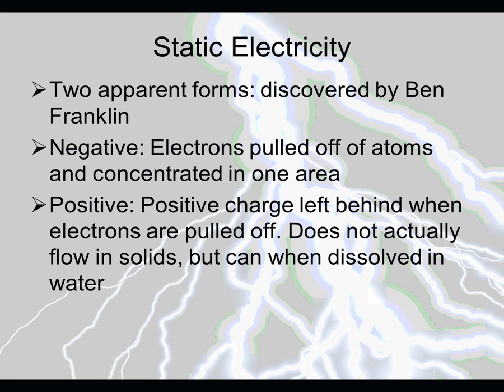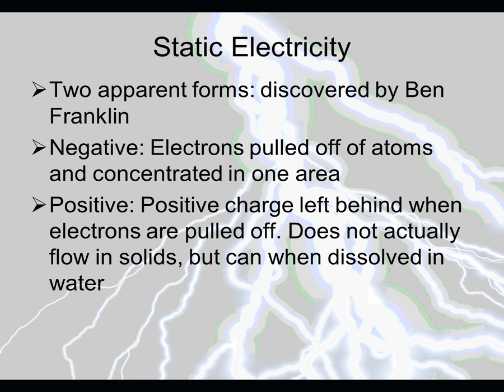Now, if we have a negative static electricity, what happens is the electrons are pulled off the atoms. And once they're pulled off of those atoms, then they congregate in a certain area. So that's the one side of it. The other side of it is the positive static electricity. The positive static electricity is all of the protons that are left behind when those electrons are removed.